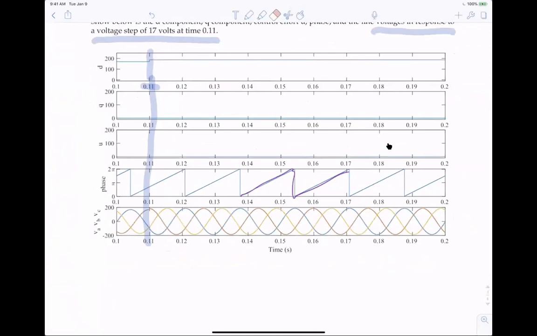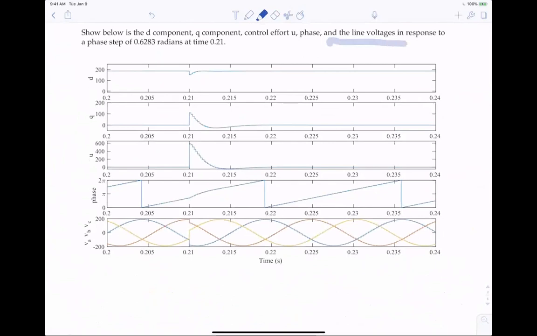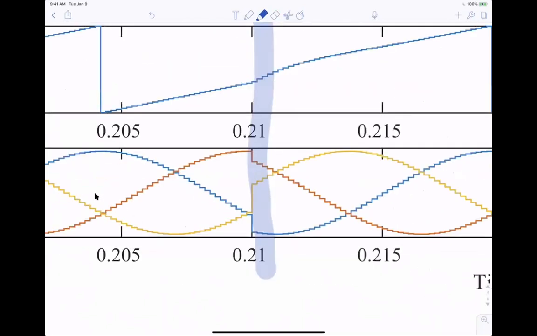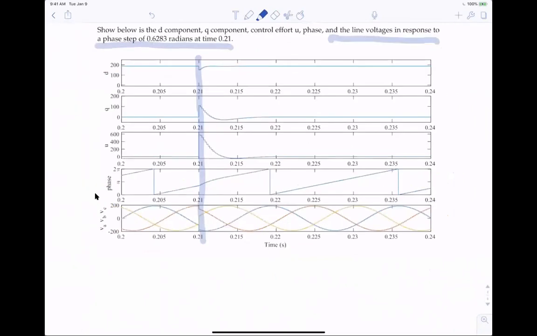And this transient's pretty easy to do with this controller, since it doesn't affect Q, it's not going to affect U or anything. So let's check a different transient here. The line voltages here all three experience a phase shift at 0.21. If we zoom in and look, you can see that the three voltages, this is a pretty extreme case, are jumping ahead in phase. So what you see here is the d-axis. This experiences a jump here, but it actually settles down pretty quickly.